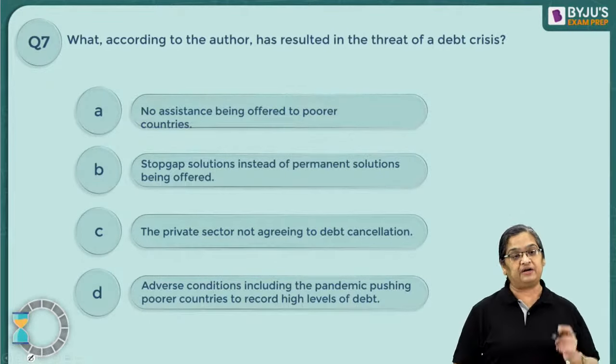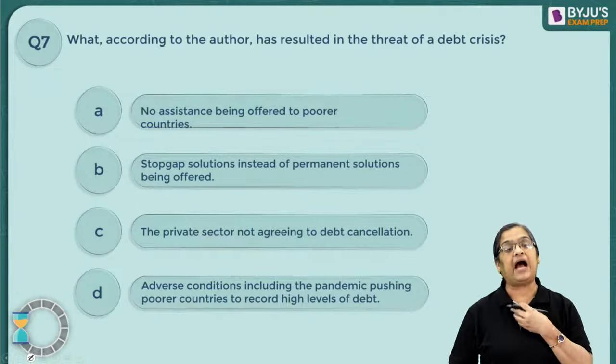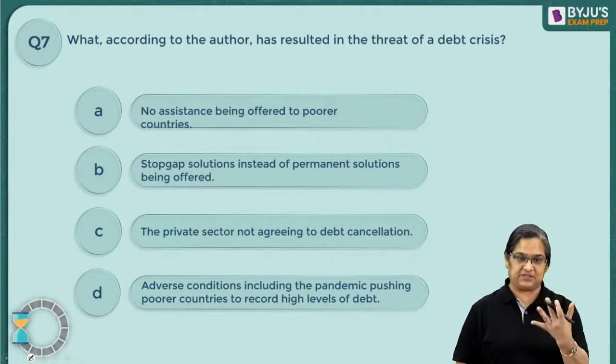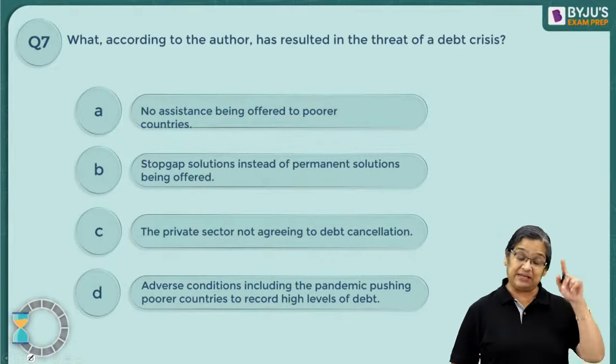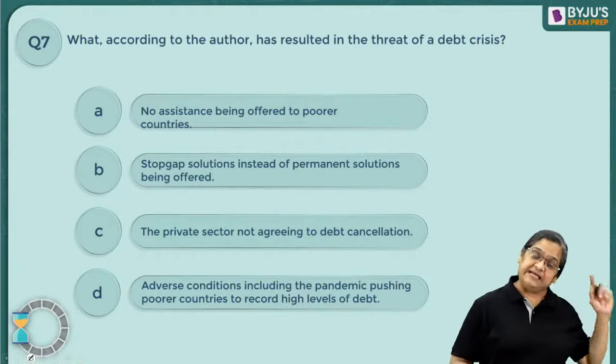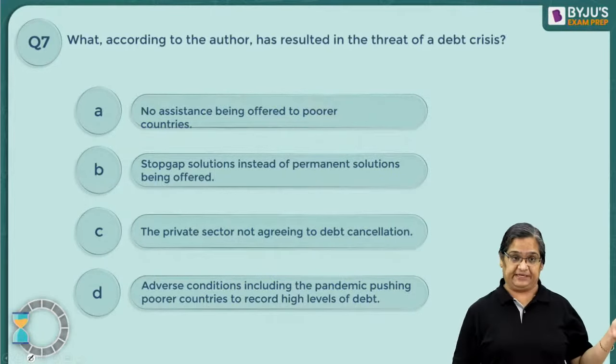Writing off countries. Suppose you owe me money, I write off your debt. That means I tell you don't have to pay back. So that is actually writing off here means debt cancellation from the side of the creditor.